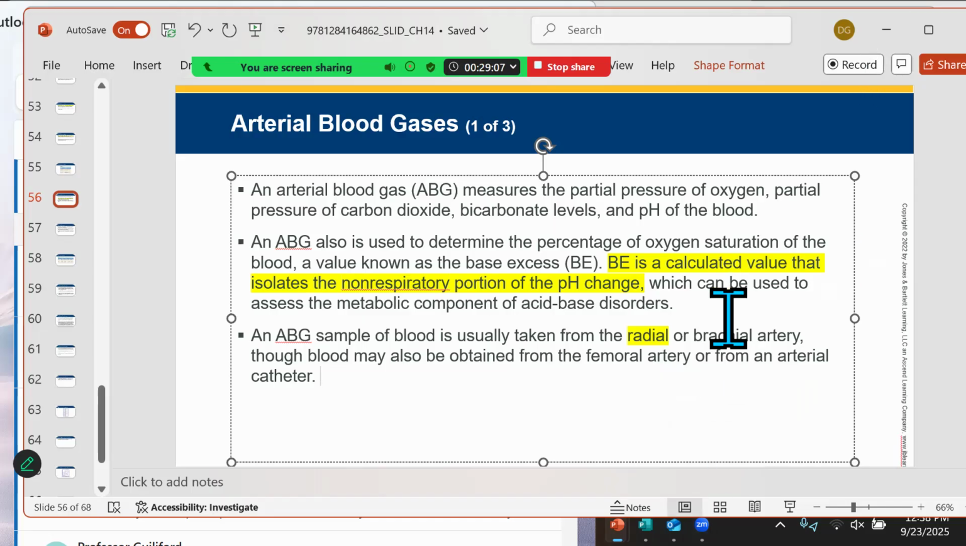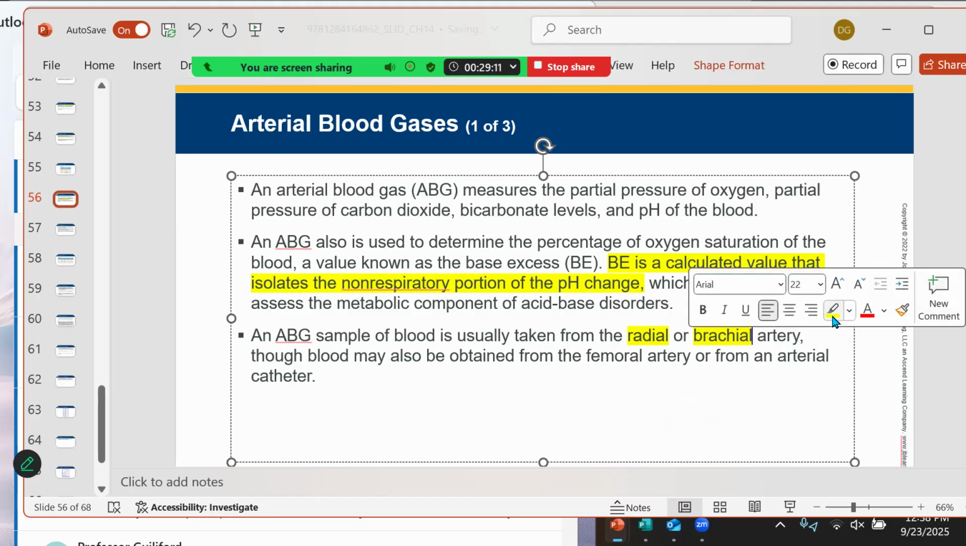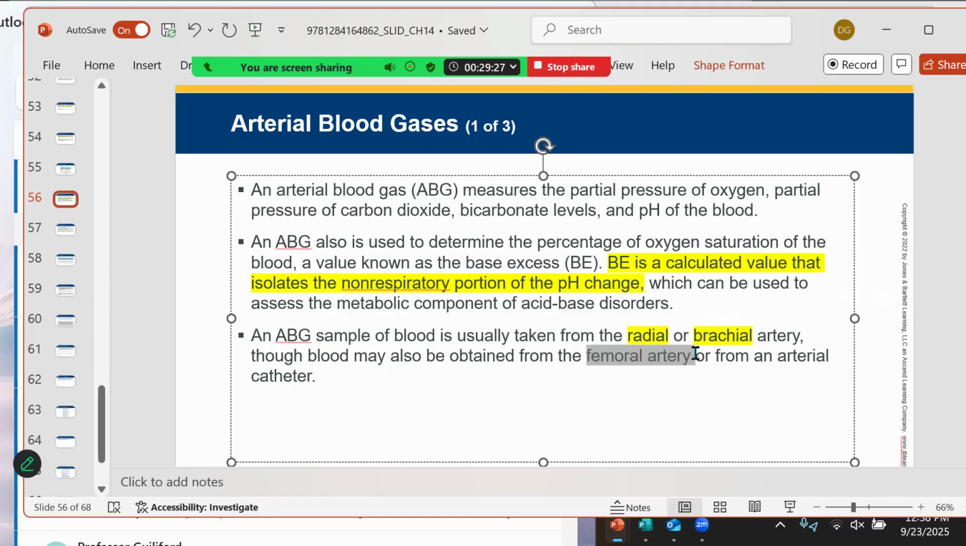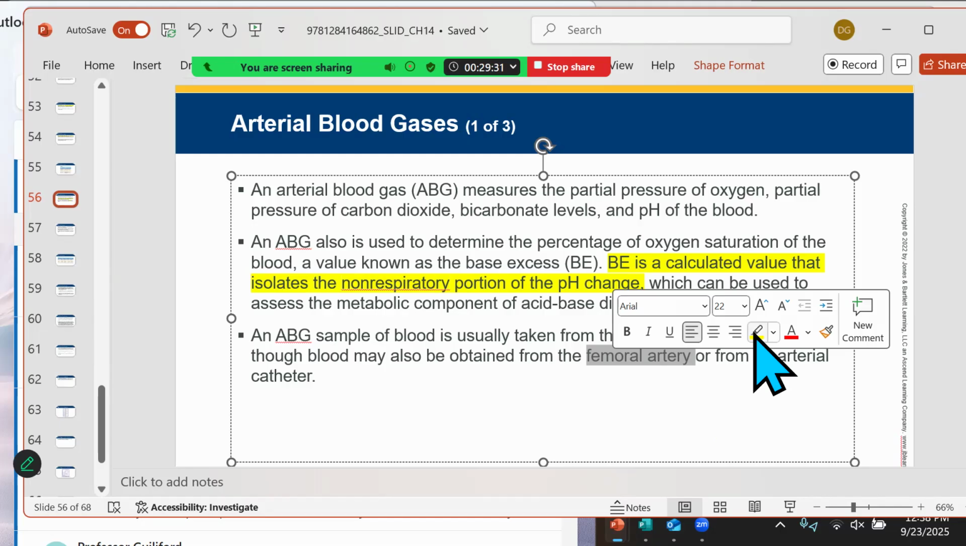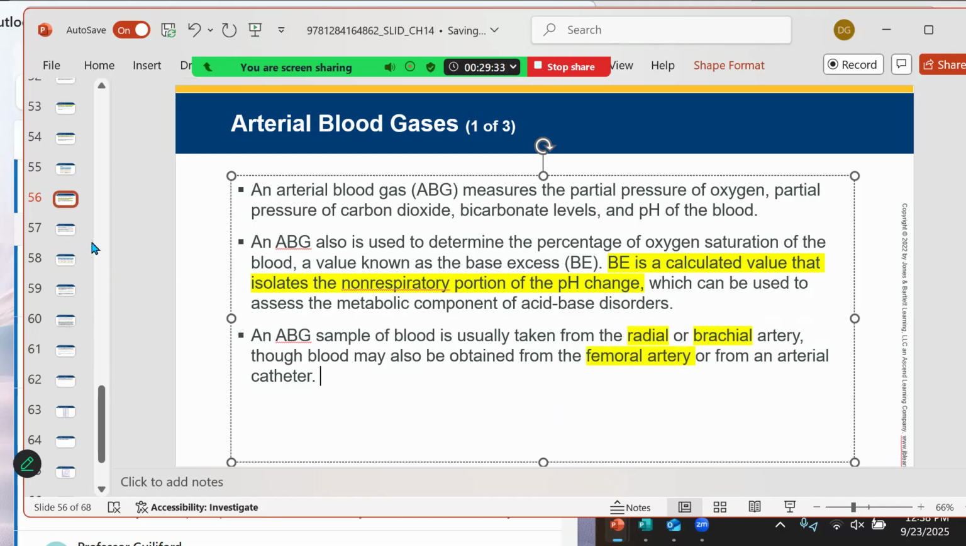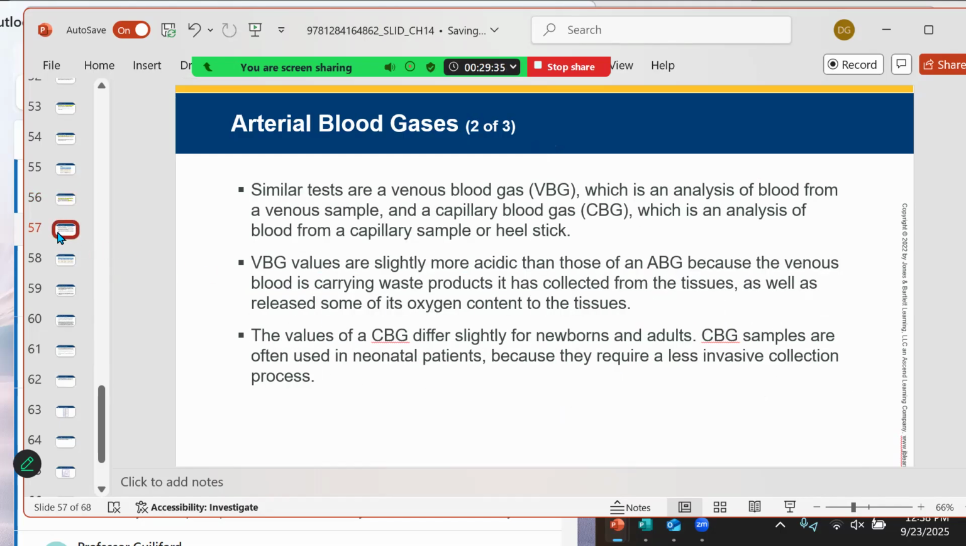If the radial cannot be used, then brachial is where we go next. That's the one in the middle of your arm. It's the one they listen to when they check your blood pressure. And you can do the femoral artery. That's usually done during codes. The femoral artery is in the groin. If the patient's blood pressure is very low, that may be the only one that we can actually get.